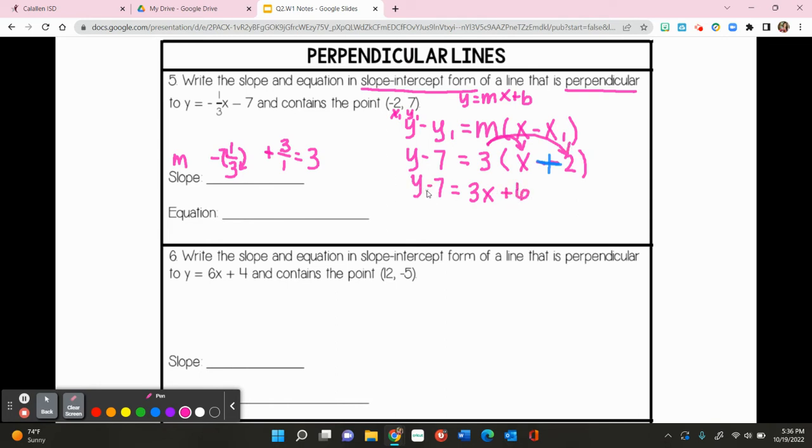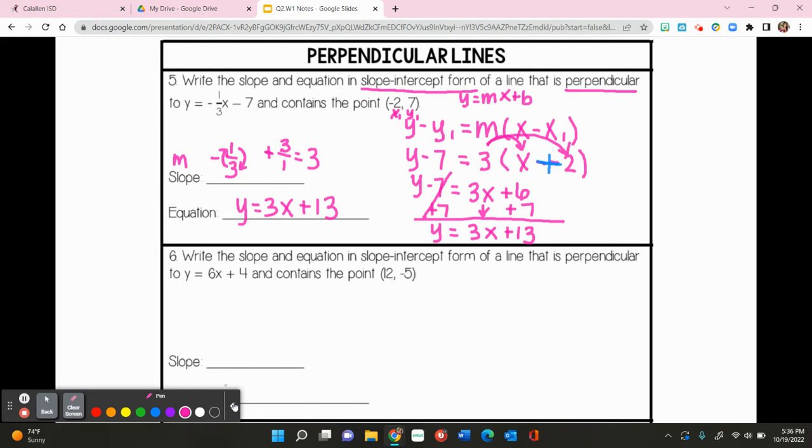Okay, now again, I'm solving for y. I want to get y all by itself. Right now I have 7 being subtracted, so I'm going to add 7 instead. So I add 7 to both sides. I'm left with y equals 3x, and 6 plus 7 is 13. So here, the equation in slope-intercept form of a line that is perpendicular to y equals -1/3 x minus 7 and contains the point -2, is y equals 3x plus 13.